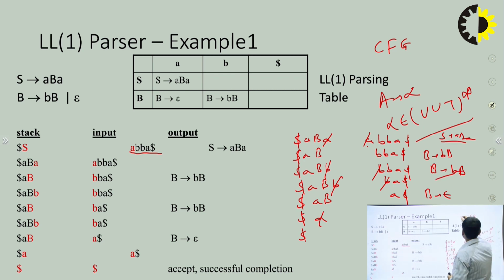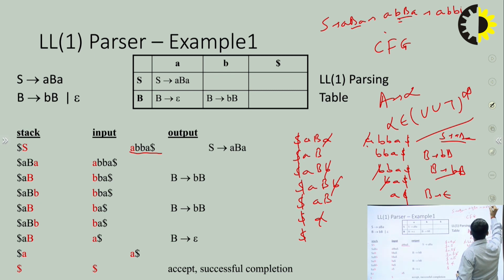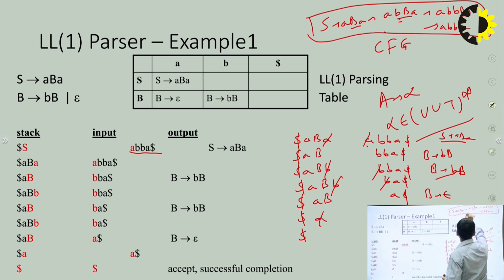So if you are just tracking it out, you will get S produces ABA, then A, BBA, because B is derived by BB, then again A, BB, BA, okay, then again this B is derived by epsilon, A, B, B, A. So now you have to reach this. So in left derivation, every time we are using this left derivation, it is derived that. So this is the basic.